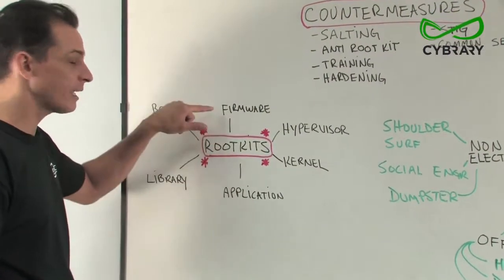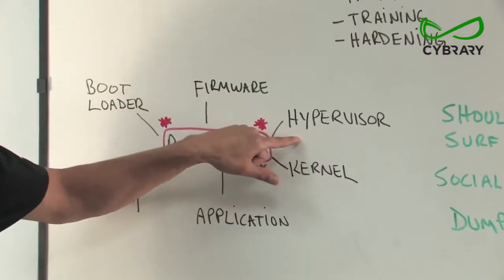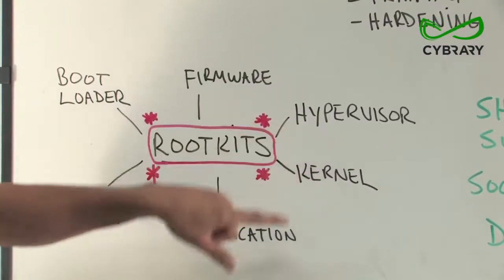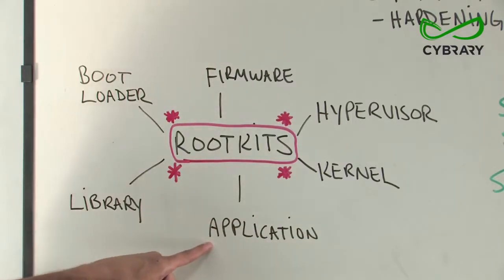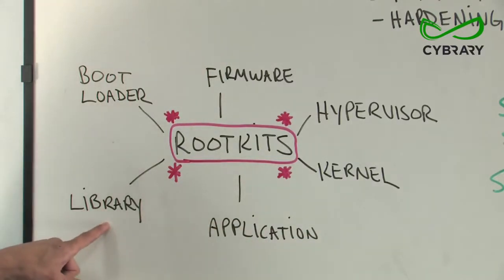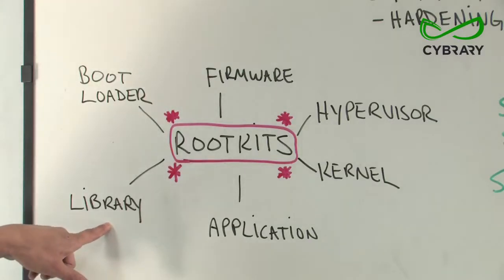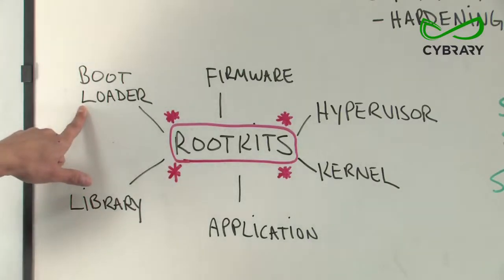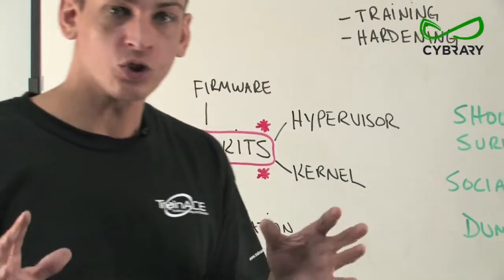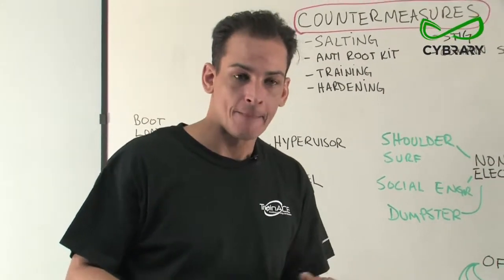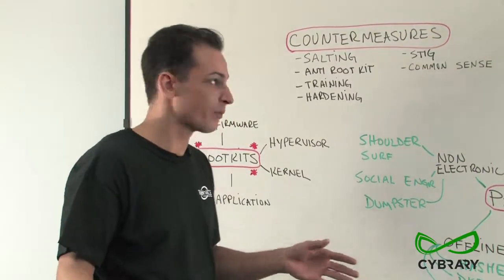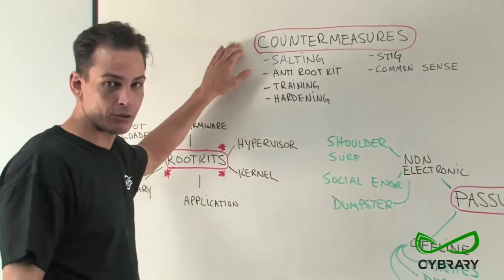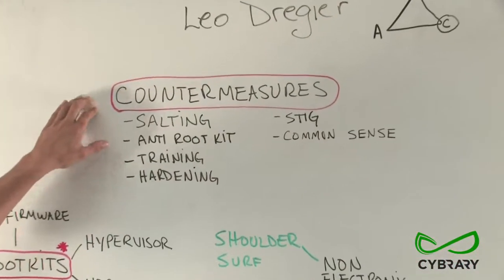So rootkits: being able to create a firmware rootkit or a hypervisor rootkit for virtual machine software, or inserting a kernel level rootkit into the operating system of Microsoft or Linux or something like that. Application layer rootkits, library rootkits for application programming languages, or even bootloader rootkits. Right? So the whole subject matter of system hacking could take years and years to master, and we can have that time if we need it. But let's look at the common countermeasures that are put in place, and then we'll wrap this up.